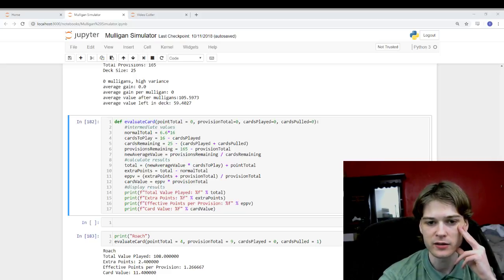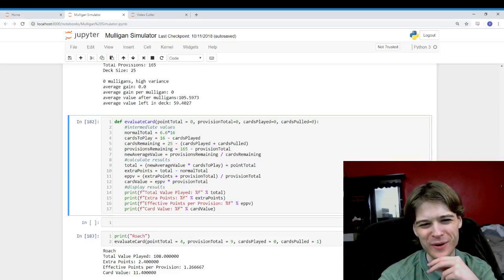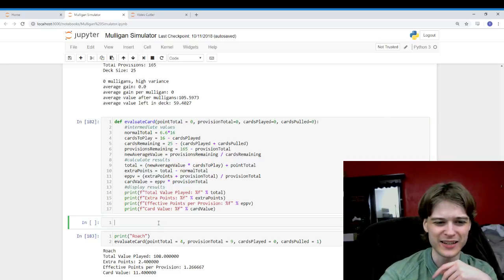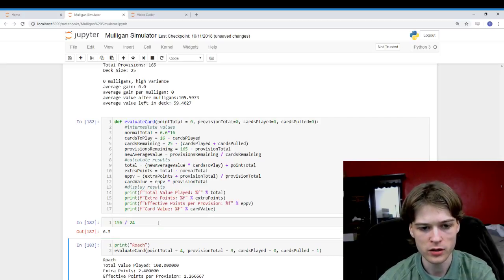You can't see my calculator, but that's fine. Yeah, sure. Anyway, I guess I can do the math here. Okay, so we said it was 156, and we're dividing that by 24.